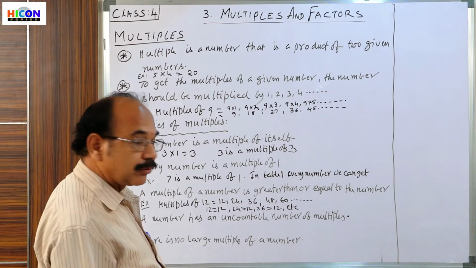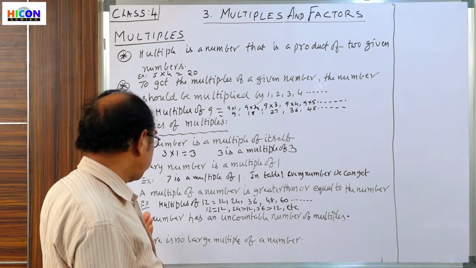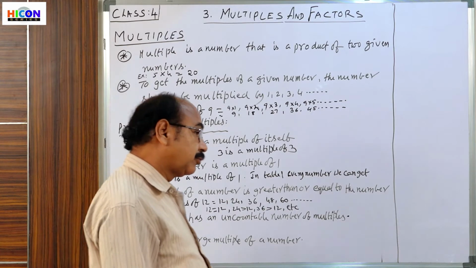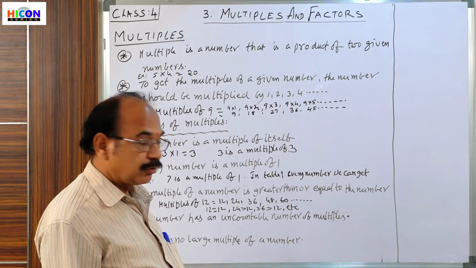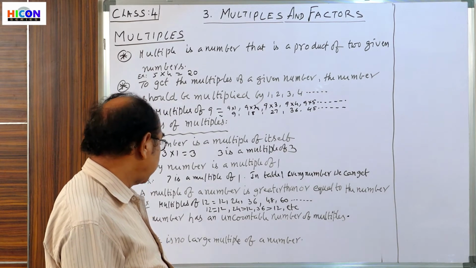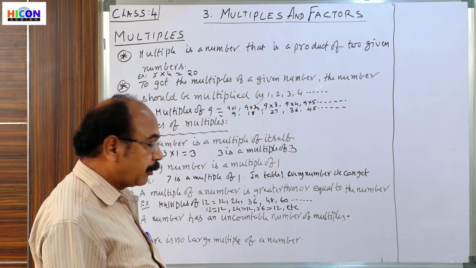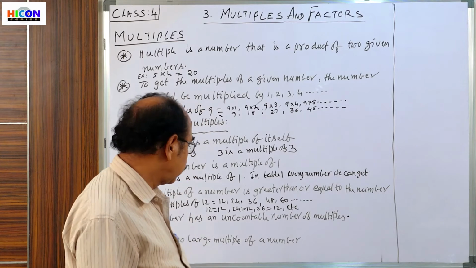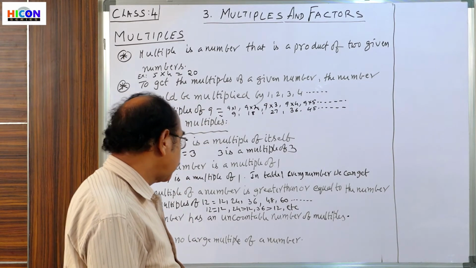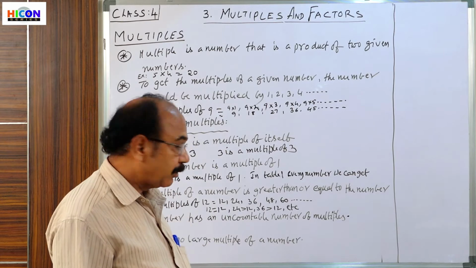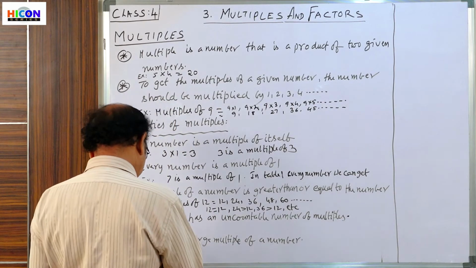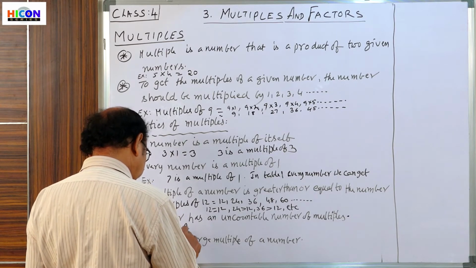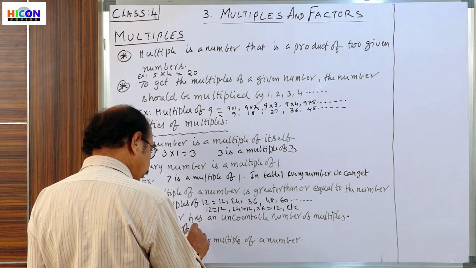Now come to the fourth property. A number has uncountable multiples. We can't count the number of multiples of a given number. Uncountable means unlimited. There is no limit to writing the multiples of a number. For example, multiples of 12, or multiples of another number, take multiples of 17.